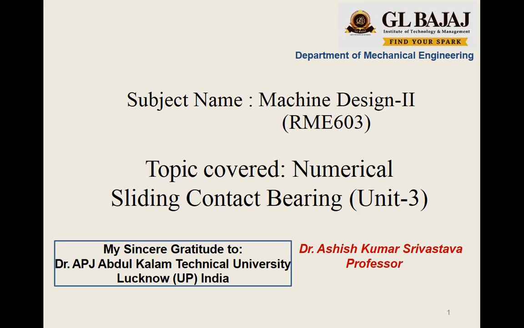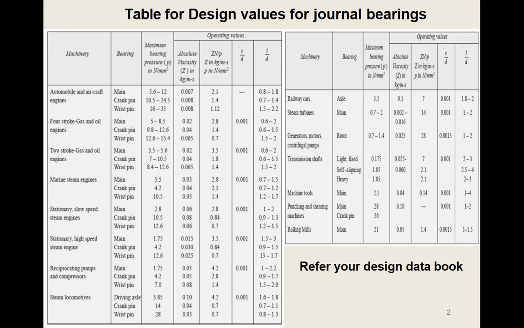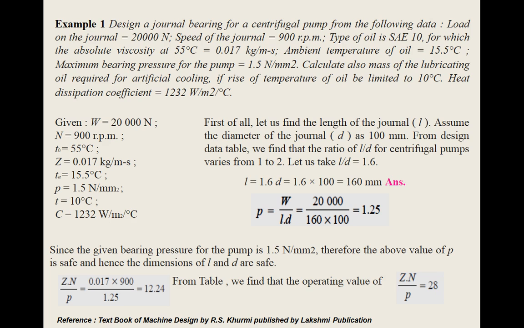First, we have to take the design data book. If you don't have the design data book at this time, you can see this table, which is the most important table for designing sliding contact bearings. In this table, the maximum bearing pressure, absolute viscosity, C by D ratio and L by D ratio are given for the various types of machinery which are used in your design problems. Now come to the first problem.